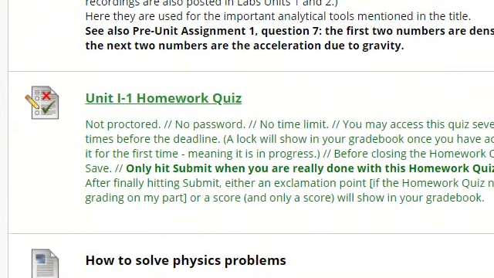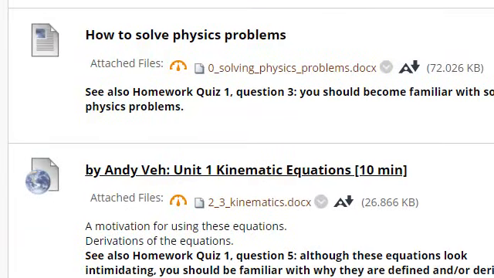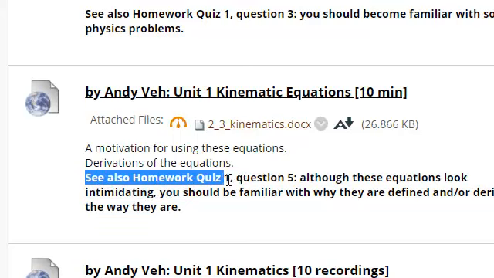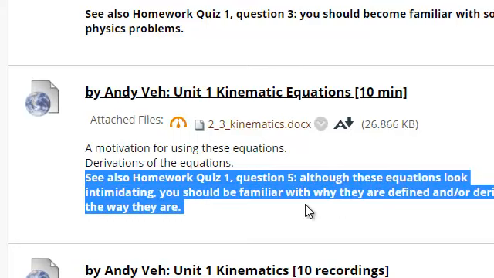Homework quiz. Now this is the biggie here. Besides the practice test and the proctored exam, the homework quiz has a lot of points attached to it. So here you have to really work a lot on it with solving physics problems and whatever is posted in there. How to solve physics problems. So please look at this Word document, and then the kinematic equations, where they come from, and so on. Notice also that I put here, see also homework quiz 1, question 5. So this is where it's funneling into each of these homeworks.